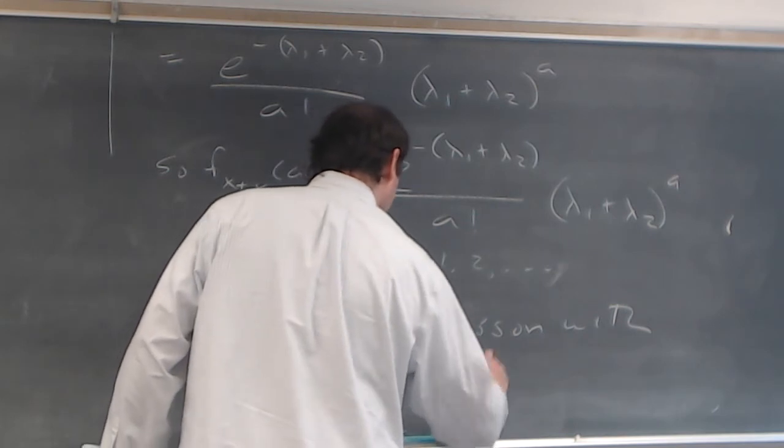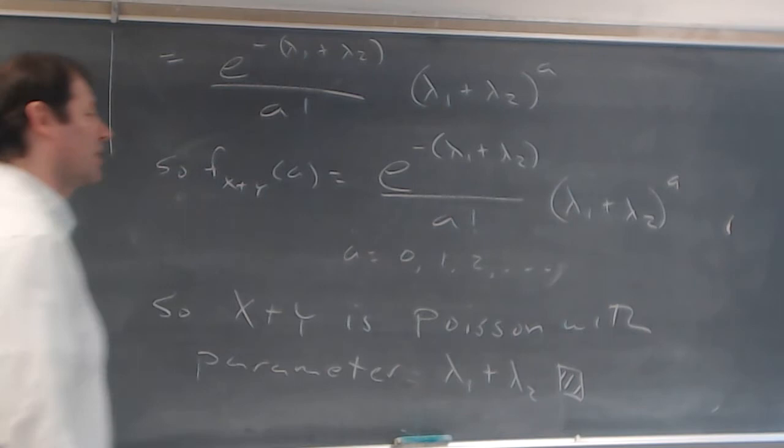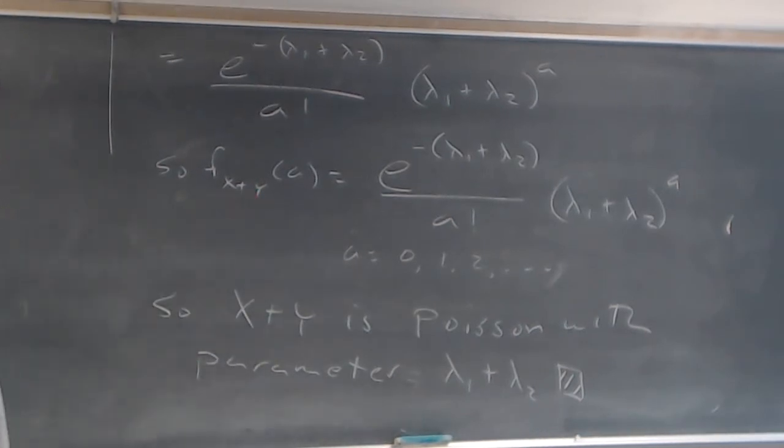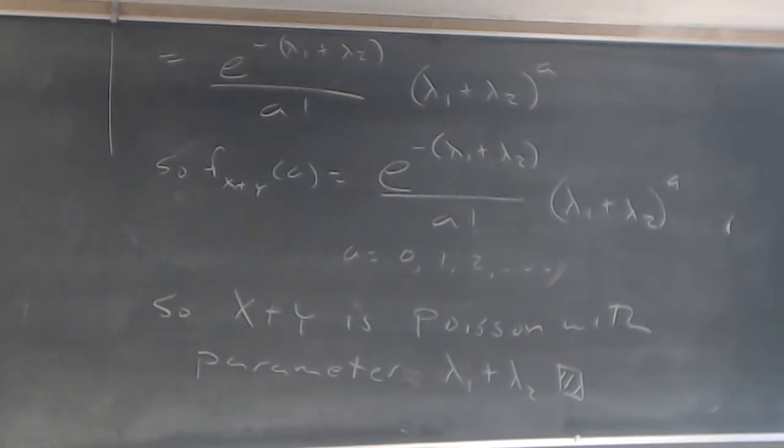With parameter lambda 1 plus lambda 2. Remember, that's how we define the Poisson random variable. It has this PMF. Well, I'm going to write up some similar facts about some other discrete random variables, but I will prove them. Not necessarily discrete, but random variables.